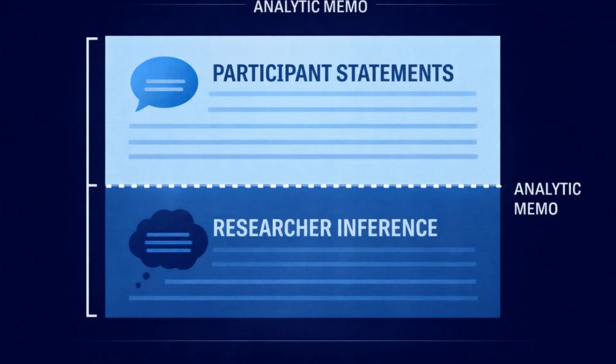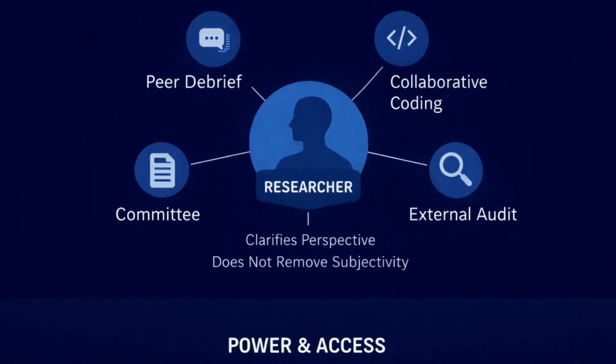Writing analytic memos that separate participant statements from researcher inference further supports this boundary. In one section, record what was said or observed. In another section, articulate interpretive reasoning. Visible separation enhances transparency. External calibration can also strengthen the instrument. Peer debriefing, collaborative coding, committee feedback, or external audit can surface blind spots and broaden interpretive perspective.